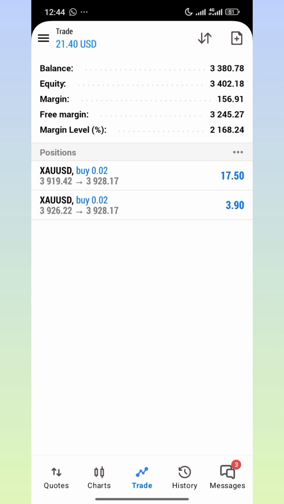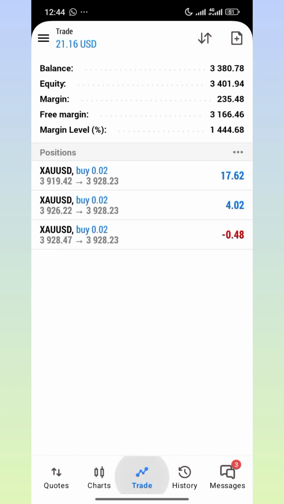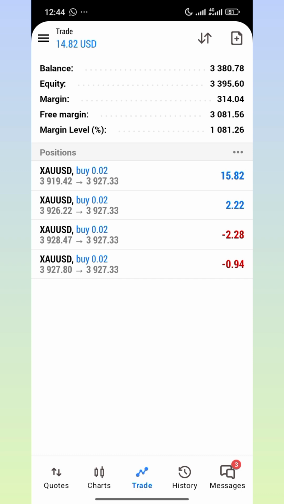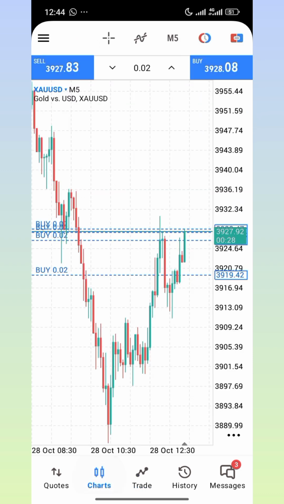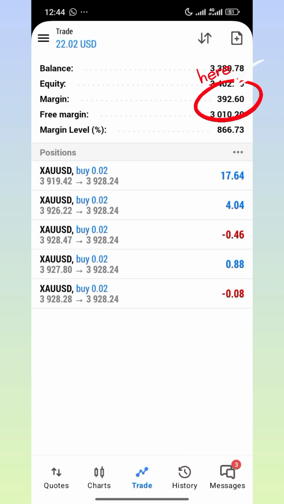Whenever you're adding positions, you should pay much attention to the margin, because the more positions you open, the more your margin increases. Just like what I did now, the margin has increased to 235. If I open more positions, it will keep increasing. The more positions you open, the more the margin.